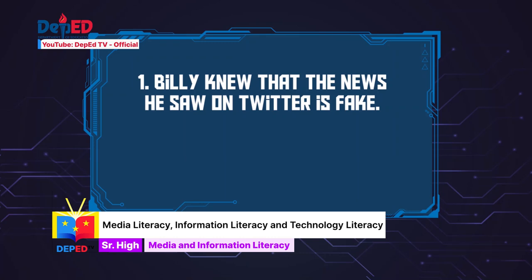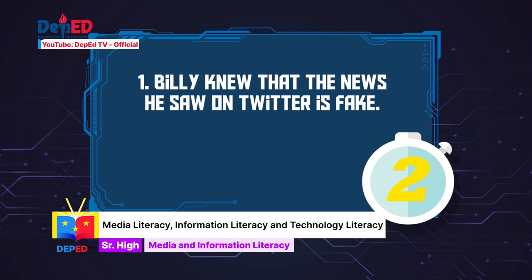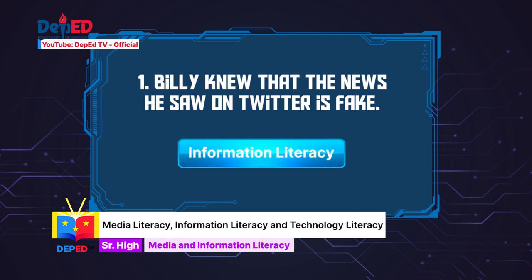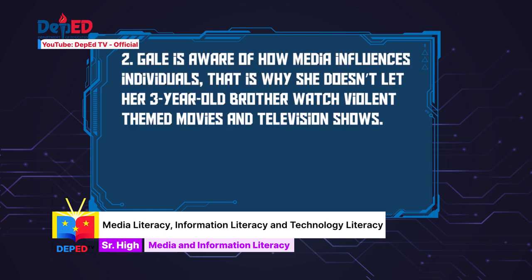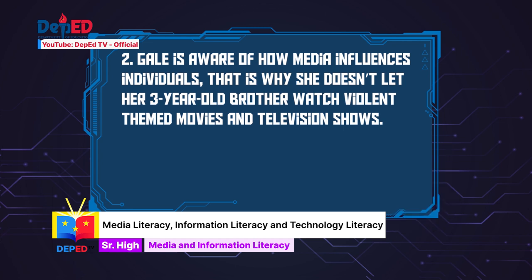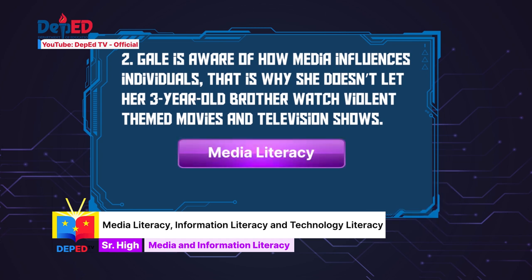Billy knew that the news he saw on Twitter is fake. What is your answer? Awesome! The correct answer is information literacy. Number 2. Gail is aware of how media influences individuals. That is why she doesn't let her 3-year-old brother watch violent-themed movies and television shows. What is your answer? Good job! The correct answer is media literacy.